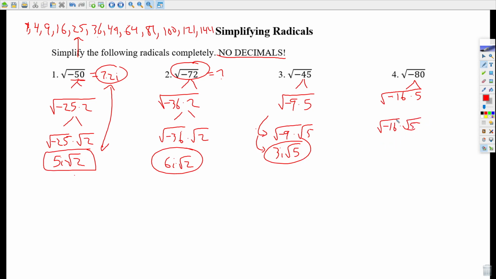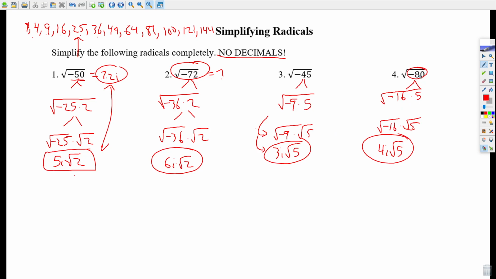Oh, we already had 5 over here too. Square root of 16 is 4i, since there's a negative in there, times the square root of 5. That's your final answer. So really, the only difficult part, I guess, is trying to find what perfect square to use that makes up the number that's inside the square root. Because whenever you split it apart, if you were to multiply them back together, you have to get the number that's inside the square root. Because 16 times 5 is 80.